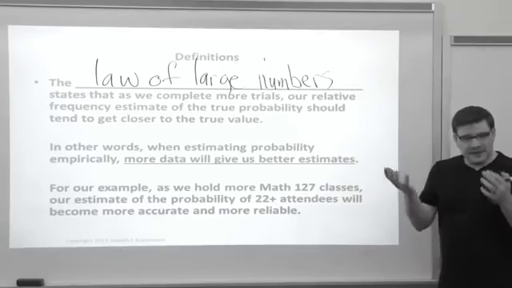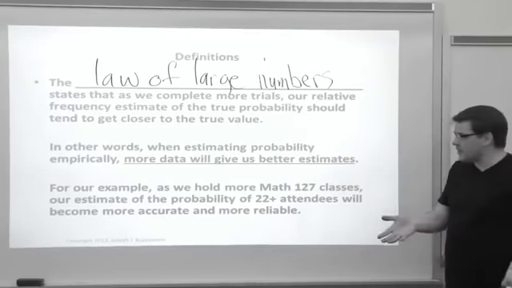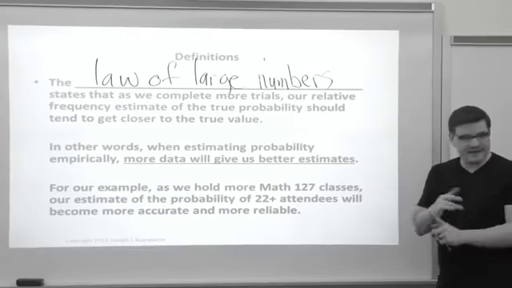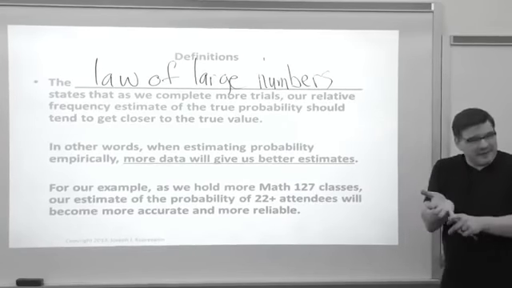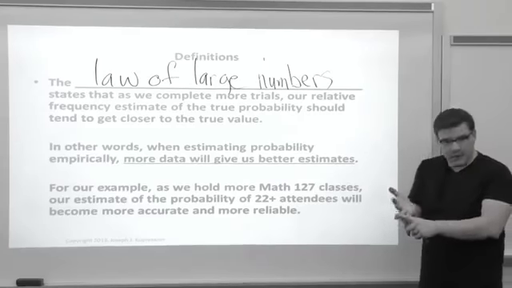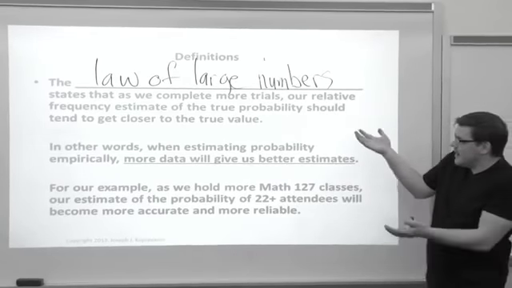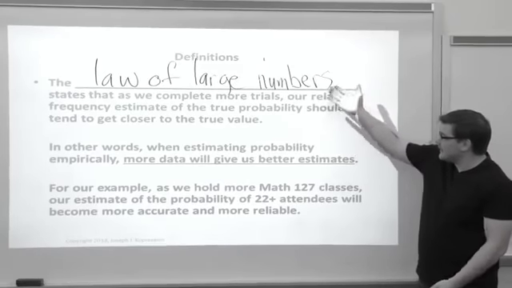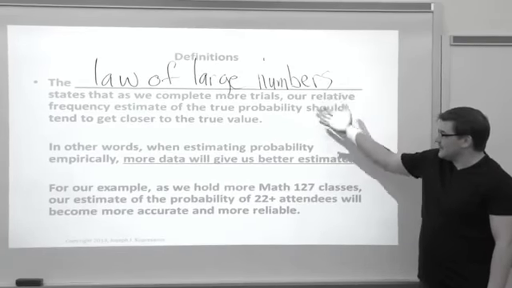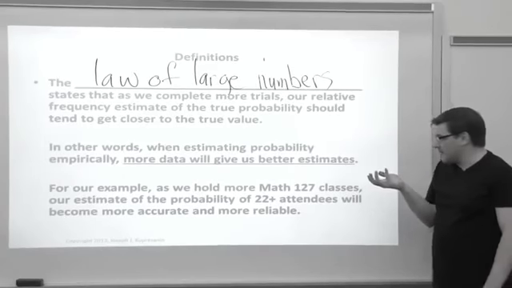So if I make an estimate for the probability of at least 22 students showing up after only 10 classes, my estimate may not be very accurate. If I get to 100 times, more accurate, and if I just kept collecting data, 1,000 classes, 2,000 classes, the law of large numbers simply states that my estimates will get better.